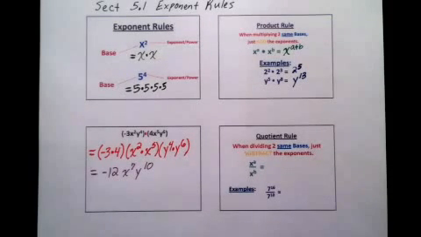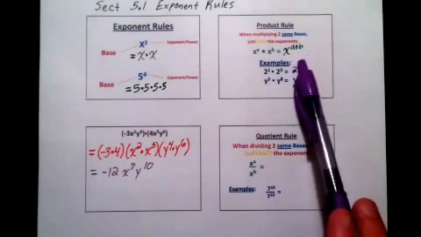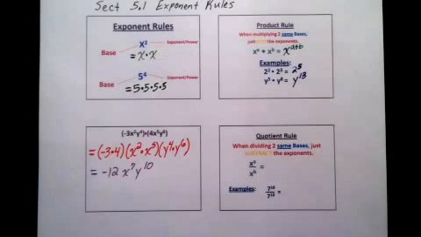Next we have what is called the quotient rule. This is going to be when we're not multiplying things with the same base, but dividing them. So if you remember the rule, when you're multiplying things with the same base, we added the exponents. If we're dividing things with the same base, we subtract the exponents. In other words, we kind of cancel out factors.